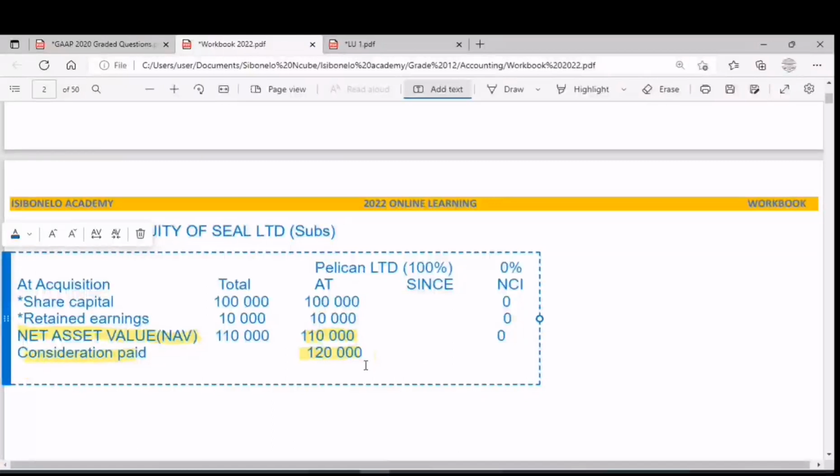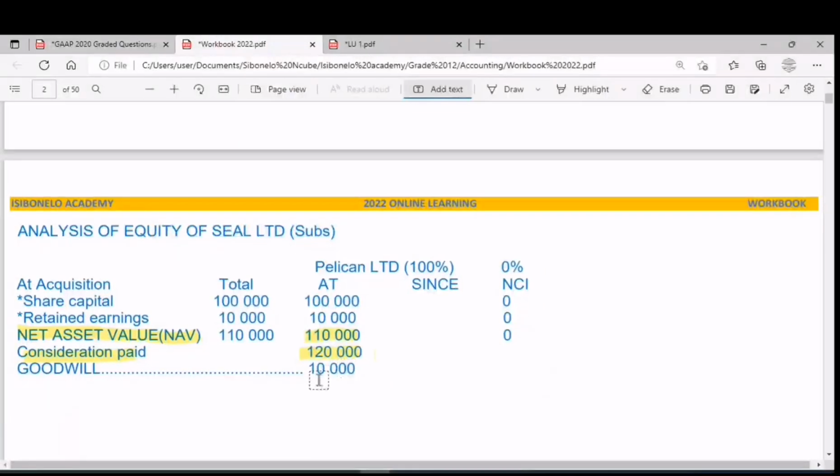Yes. All right. Okay, so don't be afraid to say so. So how much will the goodwill be here? 120 minus 110, so we have goodwill of 10,000. The 10,000 is the goodwill, and we put the goodwill in the balance sheet under non-current assets.